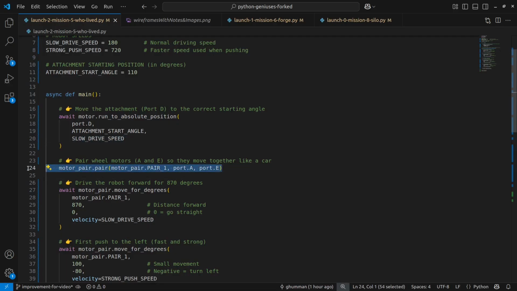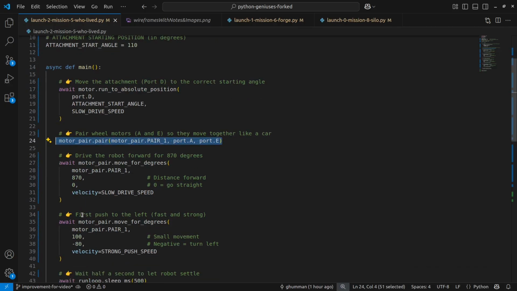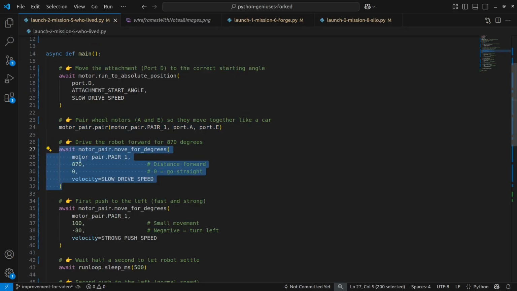The next one is we are pairing the two motors. We pair because just like a car, the two wheels need to be paired so that they can move together. So we are pairing our left motor and the right motor over here. Then we are asking our robot, or this pair, which is gonna make the two motors move together, to move forward. For that we are telling him how far you need to go, that you need to go in a straight line, and you need to go with this velocity.